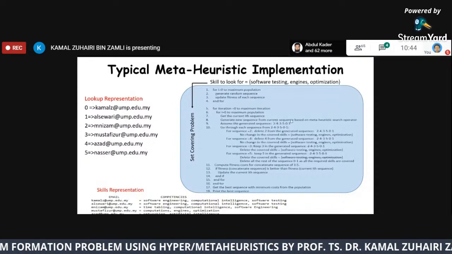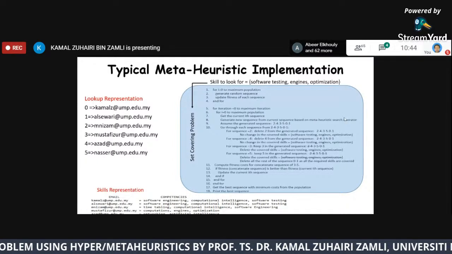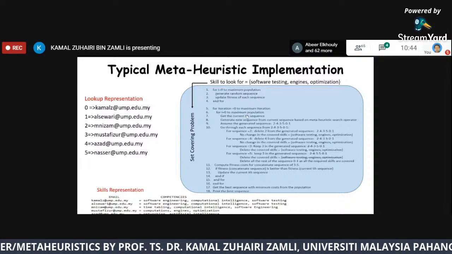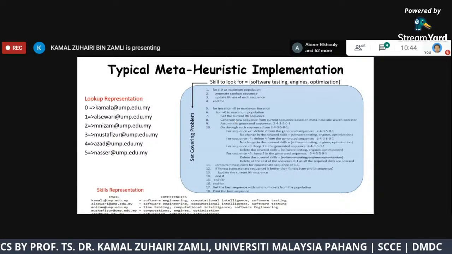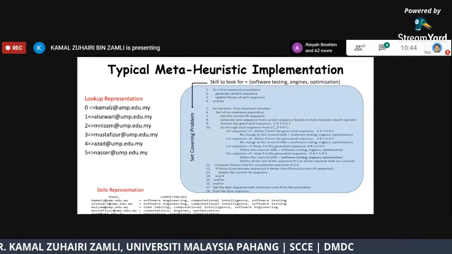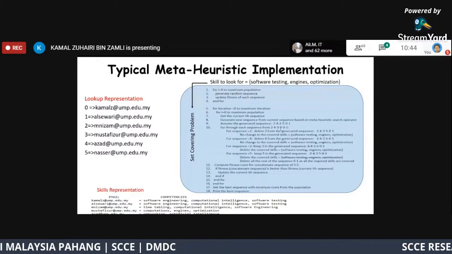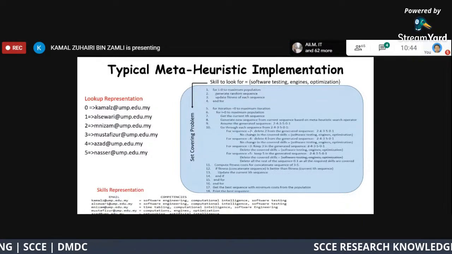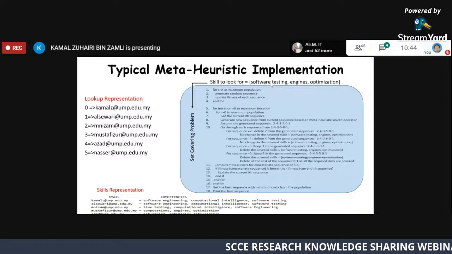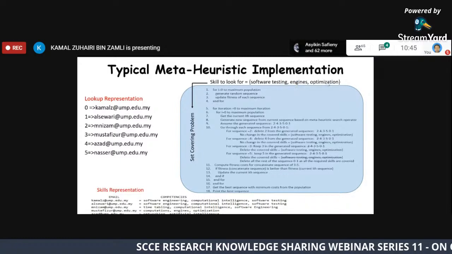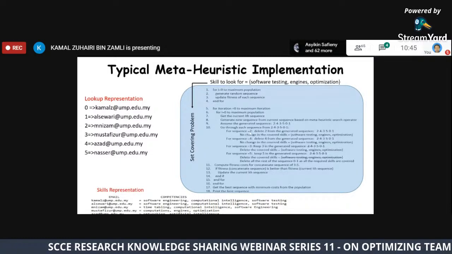generate a new sequence based on the metaheuristic search operator. For example, this is XT, and you generate the new sequence XT plus 1. Let's say the generated sequence is 243501. So go through each sequence. Let's say for sequence 2. I'm looking for software testing, engine, and optimization.